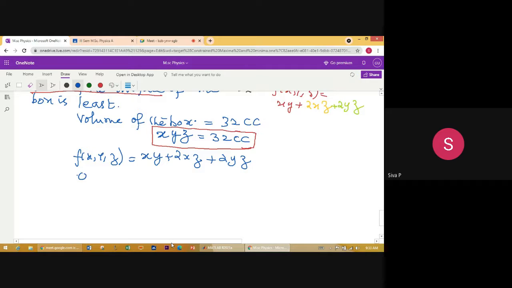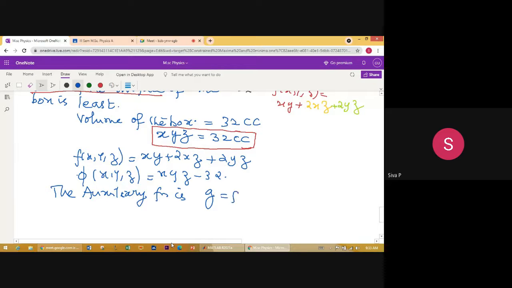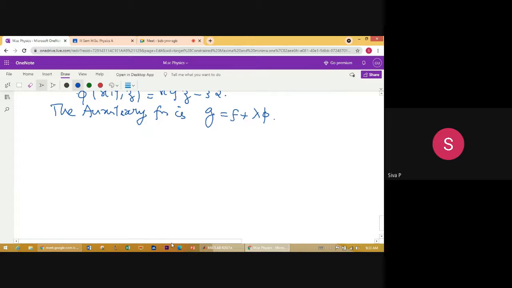And then what is the constraint here? phi of x, y, z equals xyz minus 32. So what is the auxiliary function? The auxiliary function is g equal to f plus lambda phi, where lambda is an undetermined multiplier, Lagrange's undetermined multiplier.